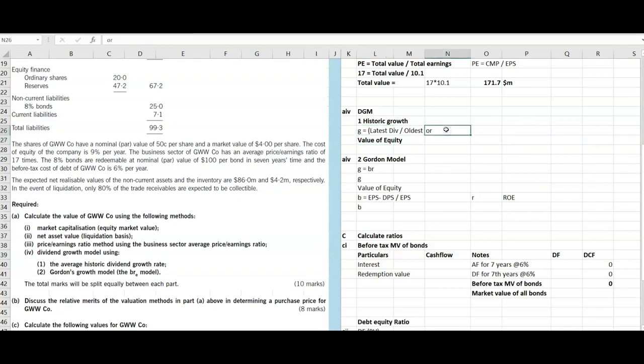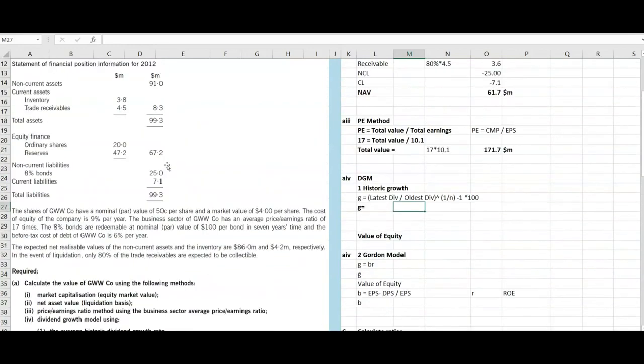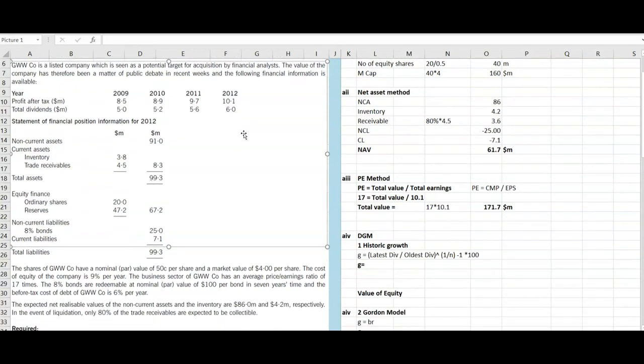So we'll have the formula. This is the formula here. We'll work out the G here. G will be the latest dividend. The latest dividend in our sum is 6 and the oldest dividend is 5. So how many years? 9 to 10 is 1 year, 10 to 11 is the second year, 11 to 12 is the third year. So there are only 3 years in this information.